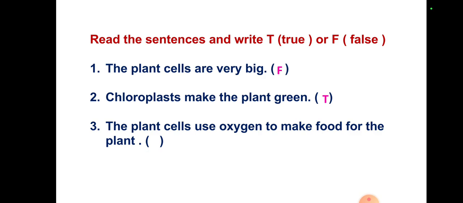Sentence number 3. The plant cells use oxygen to make food for the plant. Is this sentence true? Do the plant cells use oxygen to make food for the plant? No, it's a false sentence because the plant cells use carbon dioxide to make food for the plant.